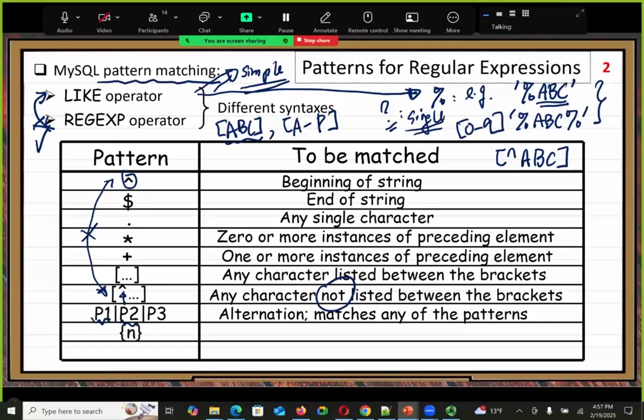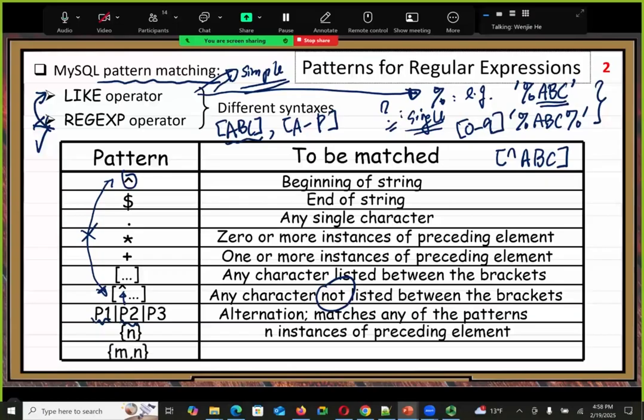All right. Next one: a pair of curly braces around a number. This n means a particular number, not the little n. It's a certain number, like 5, 10, 4. So n instances of the preceding element: there is a small subpattern, but you want to repeat it n times.